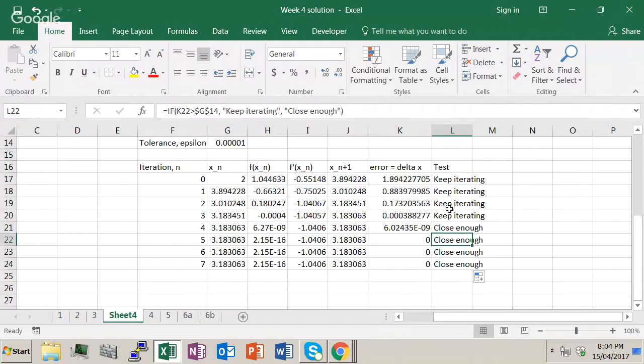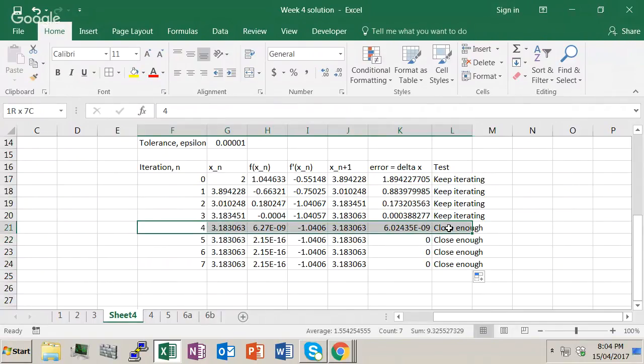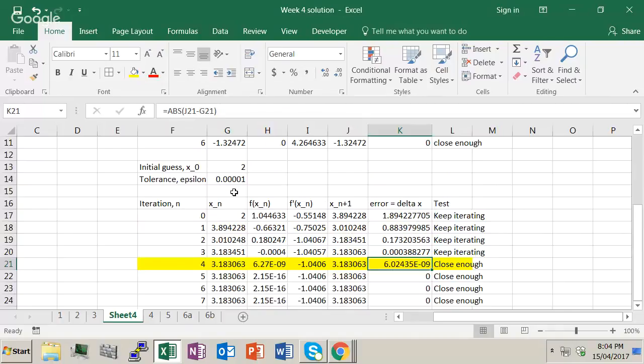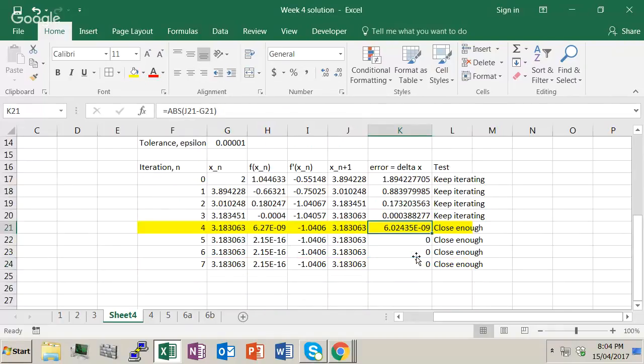Our results in fact look incredibly good. The results that are of interest to us would be in this row, and we don't have to keep iterating after the error is found to be smaller than our predefined tolerance. So our result is x equals 3.183063, and this number will be a solution to our original equation.